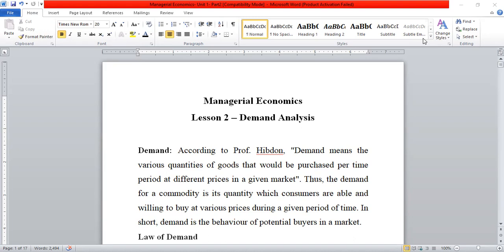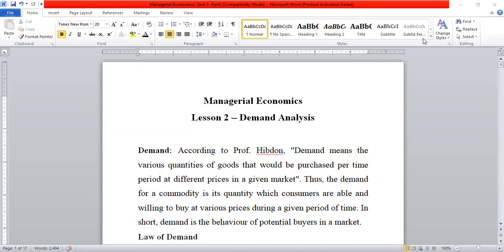At a given time period, at a prevailing price, what quantities of goods are demanded by the market? That is called demand. So demand for a commodity is the quantity at which consumers are able and willing to buy at various prices during a given period of time. So demand is the behavior of potential buyers in a market.